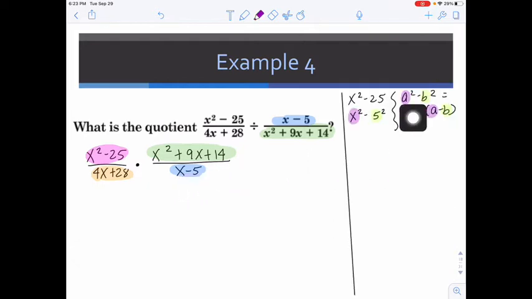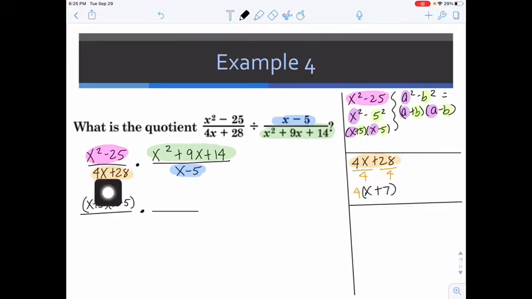So, a reminder that the difference of squares, a squared minus b squared, becomes a plus b times a minus b. X squared is written as a perfect square, so we keep it as x squared. 25 is not written as anything squared, so we can rewrite that as 5 squared. This then becomes x plus 5 times x minus 5. So that is our first numerator.